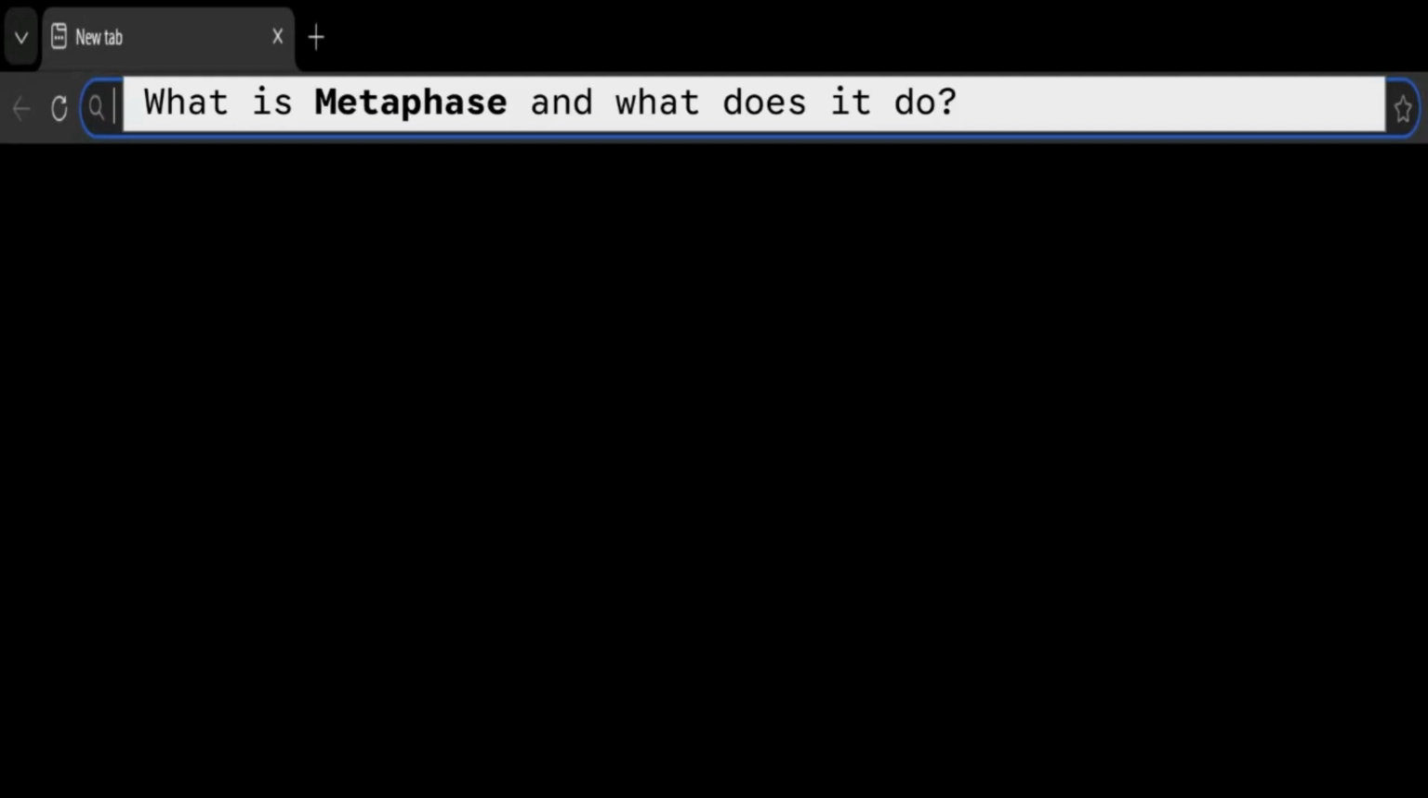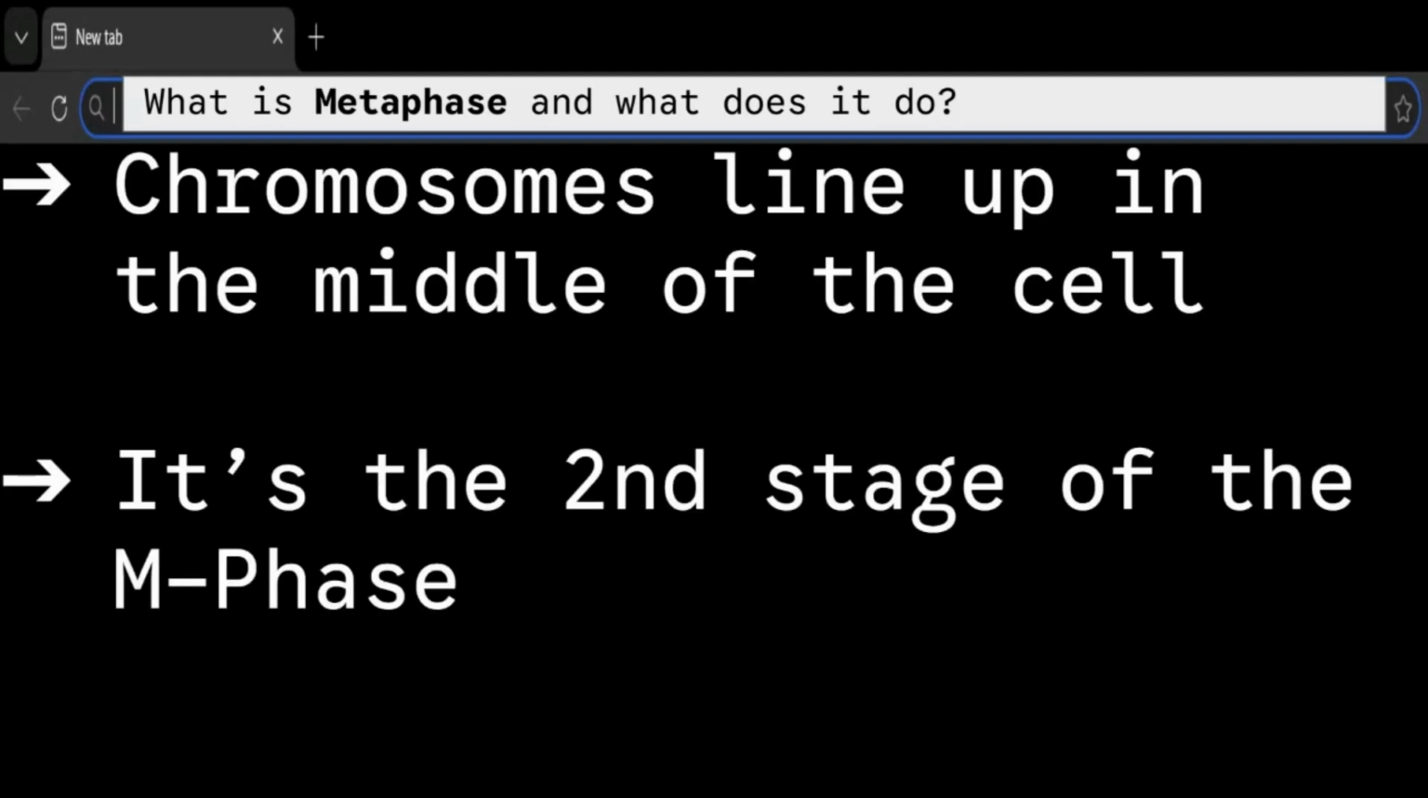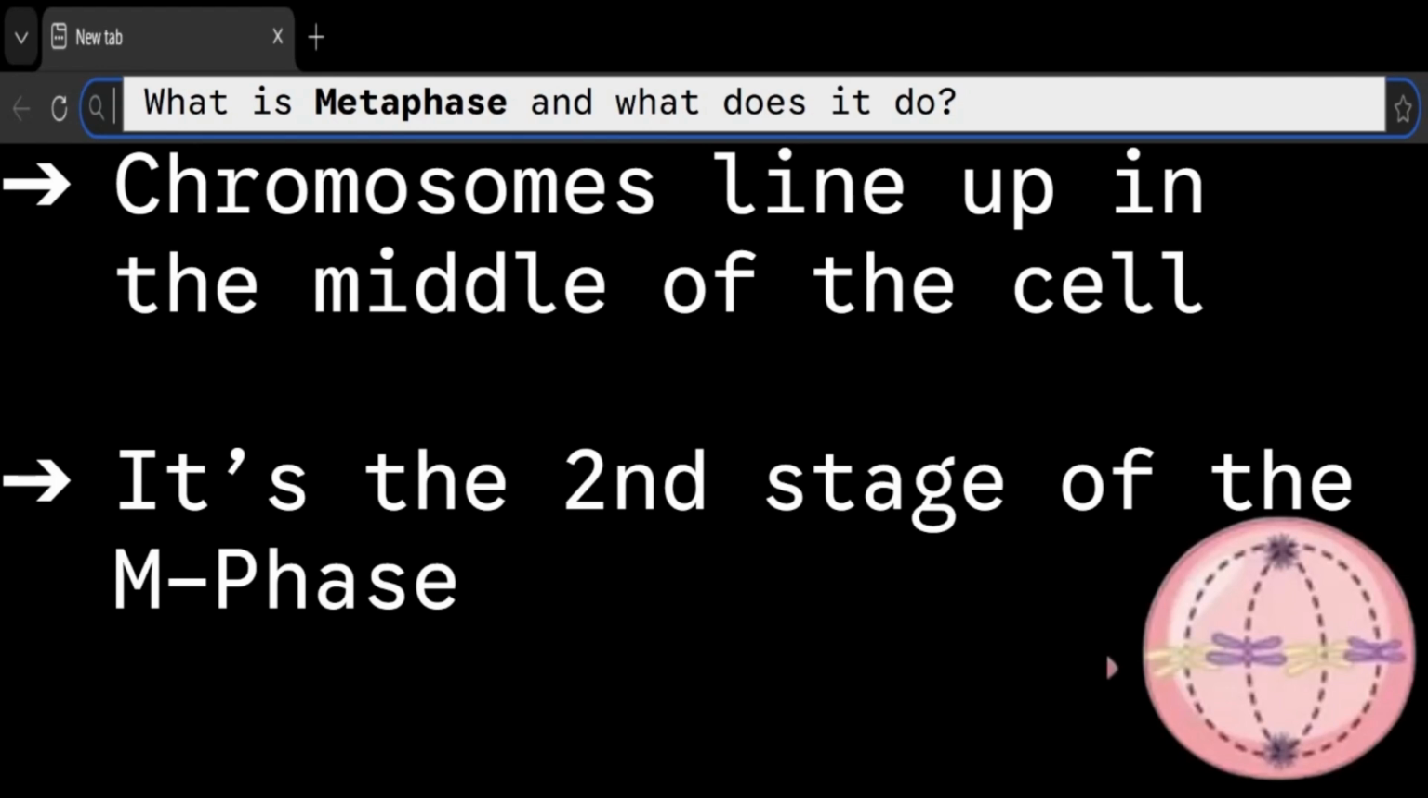Next, what is metaphase and what does it do? In metaphase, the chromosomes line up in the middle of the cell. It is the second stage of M phase. When chromosomes line up in the middle of the cell, they are preparing to be pulled to opposite poles by the spindle fibers. As you can see in this image down here, the dashed lines indicate which direction they are going to go.